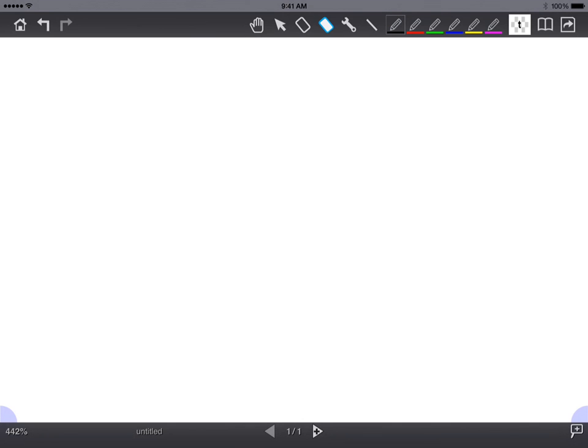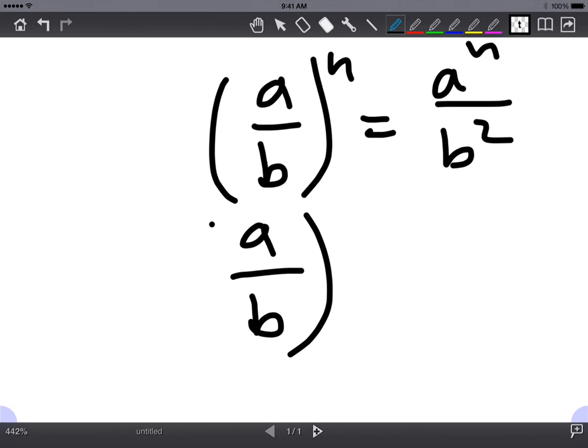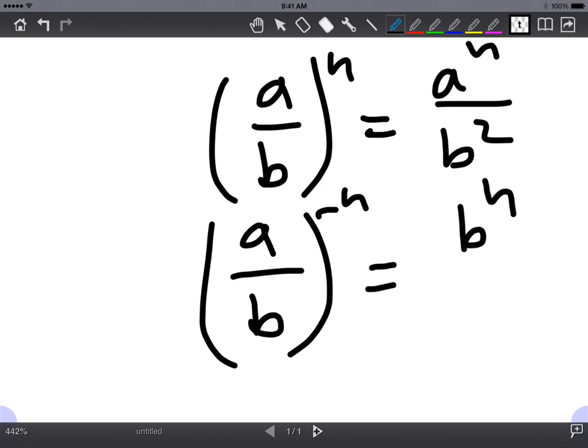So now we have another property, the positive power of a quotient. So this just says that a quotient raised to a positive power equals the quotient of each base raised to that power. So I'm just going to do this quickly. a over b to the n equals a to the n over b to the n. And if it's a over b to the negative n, this is b to the n over a to the n. Because there's a negative there, you flip the fraction.